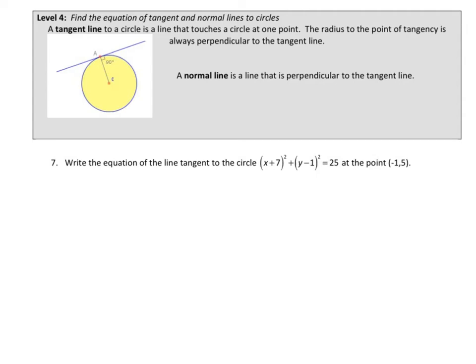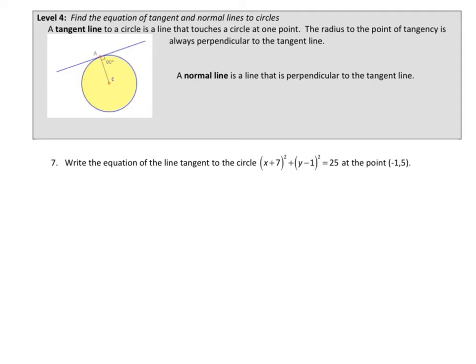In level 4, we will be writing the equation of tangent lines and normal lines to circles. A tangent line to a circle is a line that touches the circle at one point, and the radius is always perpendicular to the tangent line at the point of tangency. A normal line is a line that's perpendicular to the tangent line.